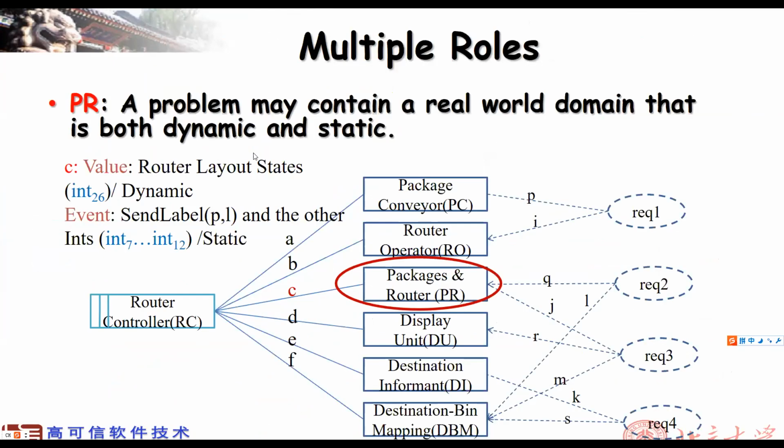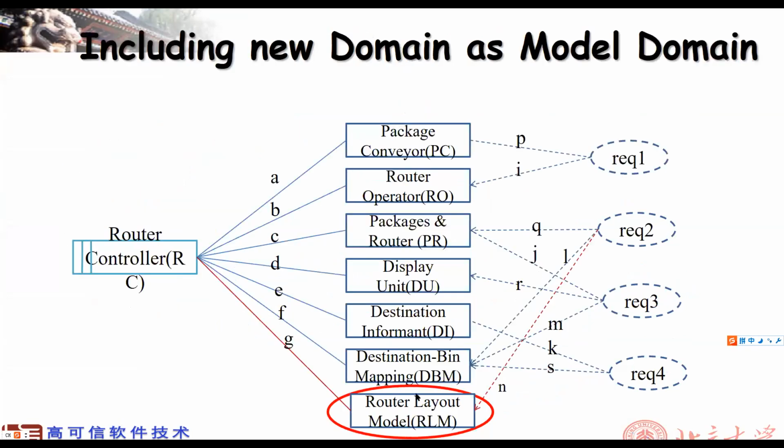And the second problem is the multiple rules handled by the package router, which means this problem domain is both dynamic and static. How can we find it? We find that it has a value phenomenon and also an event phenomenon here. So package and router actually assume multiple rules. So we need to separate it. How to separate it? I think we include the new domain as a model domain. We separate the packet and router. We get two routers, one is the producer and one is the consumer.